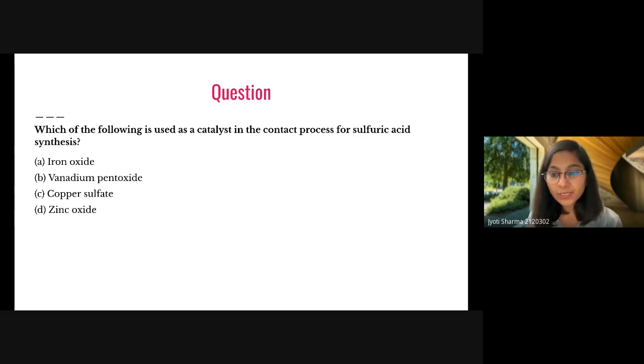Because the oxidation is very slow naturally at room temperature, but if we want to increase the rate of the reaction for the formation of sulfuric acid, we need some catalyst. And can you tell me the name of that catalyst we need? Venkat Rao gave me answer C, that is copper sulfate. But the answer is vanadium pentoxide.